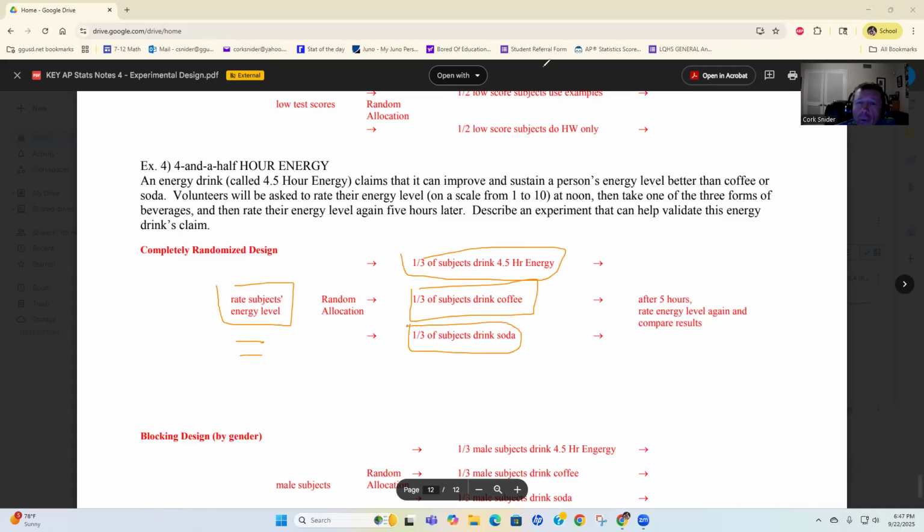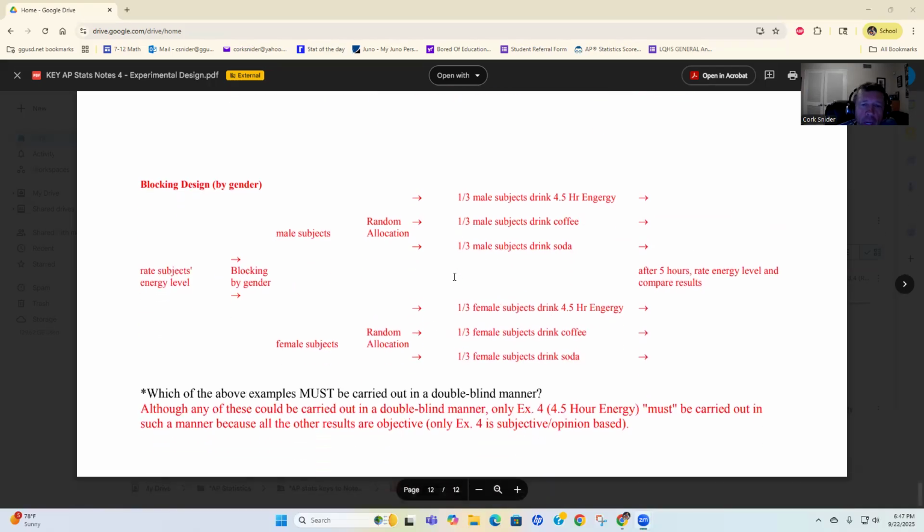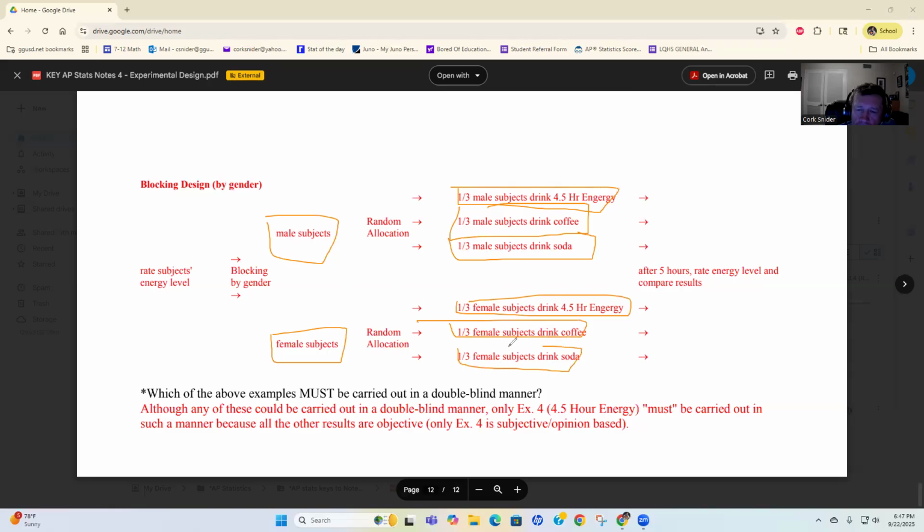Okay. Now, if we were going to do the same thing and block by gender on this, okay. If we were to block by gender, same idea, males and females. A lot of times medicines or energy drinks, they affect boys and girls differently. Okay. A third get that, a third get that, and a third get that. Okay. All right. There we go. So you get the idea.